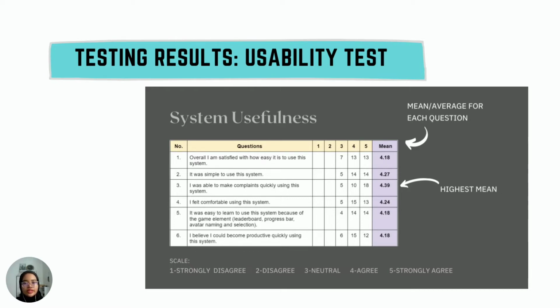And also in this section, as you can see, question number 3 has the highest mean score, which is 4.39, where the majority of respondents strongly agree that they are able to make a complaint quickly by using this system.